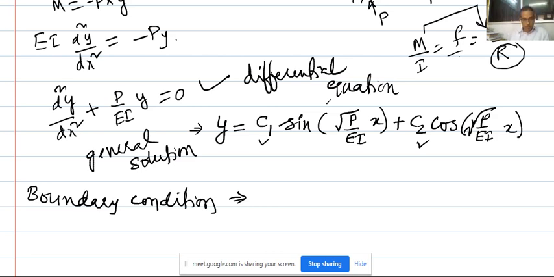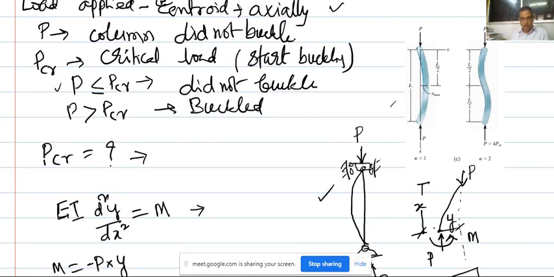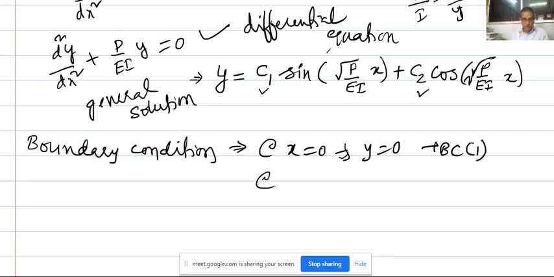The first boundary condition, looking at the diagram here: at x equal to 0, what is the y value? It is 0, so there is no displacement at the first point. This is boundary condition 1, BC1. The second boundary condition is that at x equal to L, again the displacement is 0. There is no deflection at the top and bottom. This is boundary condition 2. How many unknowns are there? Two unknowns, C1 and C2. How many equations do I have? Two, so definitely I can find C1 and C2.